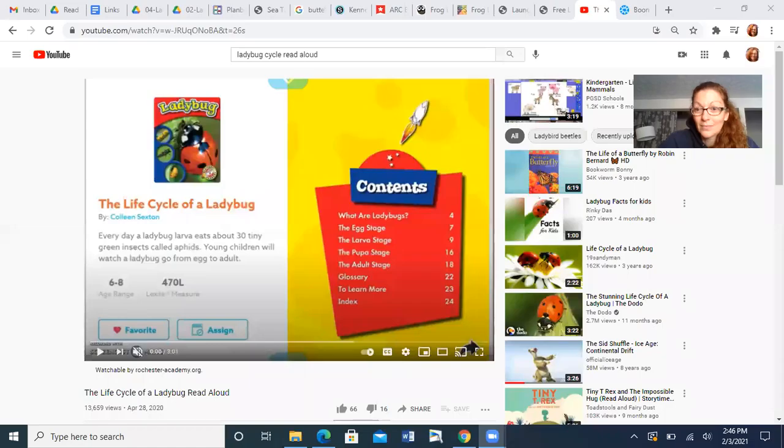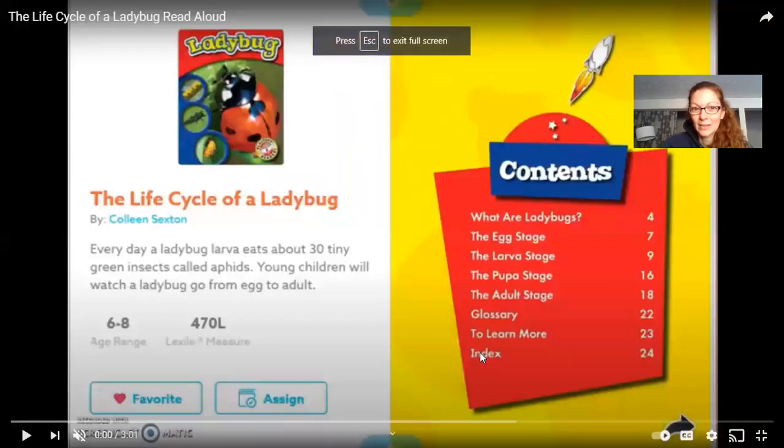You want to guess? It's a hard one. You want a clue? Let me show you. I'm going to share my screen. Ready? Did you figure it out? Do you see the clue? What if I make this bigger? Yes, a ladybug. The life cycle of a ladybug.